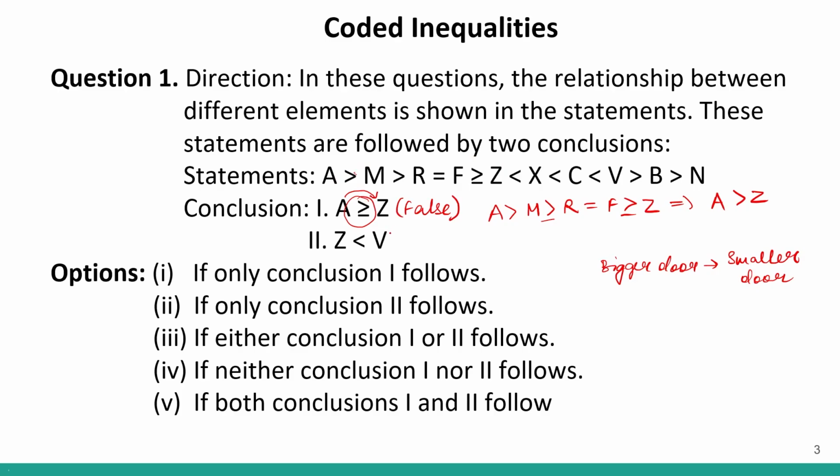Now we have to look at this one. V to Z. So bigger door to smaller door. While moving from V to Z, this much information we will use. From V to Z, I can see V is greater than C, which is greater than X, which is greater than Z. So clearly I can see that V is greater than Z. Therefore, this statement is true. So I can see in the options, option number 2 says that only conclusion 2 follows. That means only conclusion 2 is true. Therefore, this will be our answer.